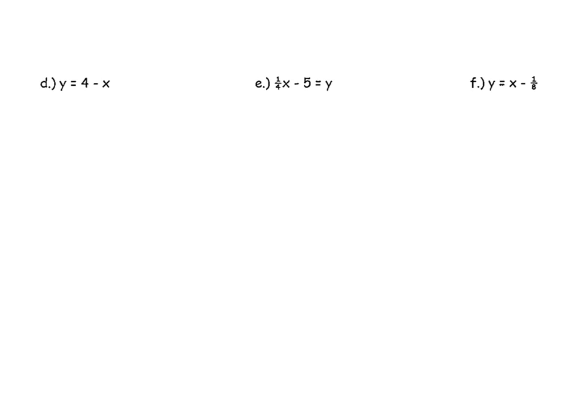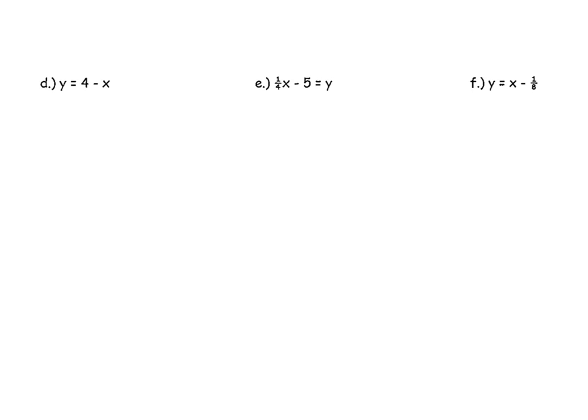Okay, what's my m for E? 1/4. 1 over 4. Okay. Rise 1, run 4. What's my b? -5. What's the ordered pair for my y-intercept? 0, -5.